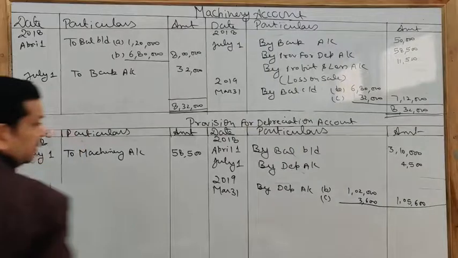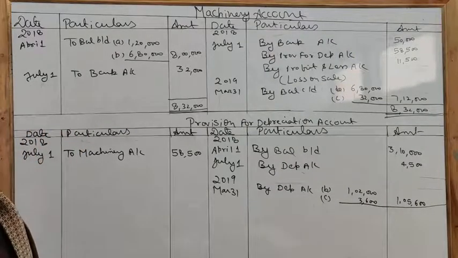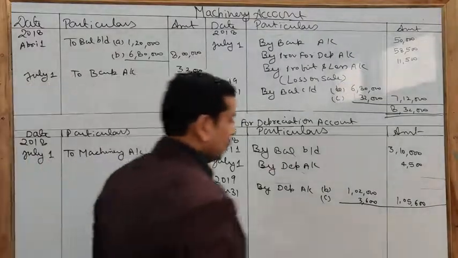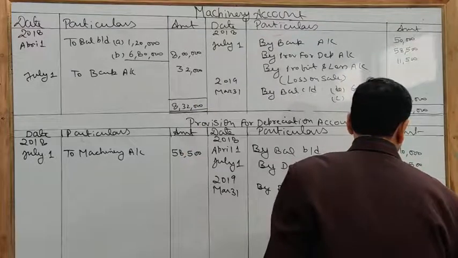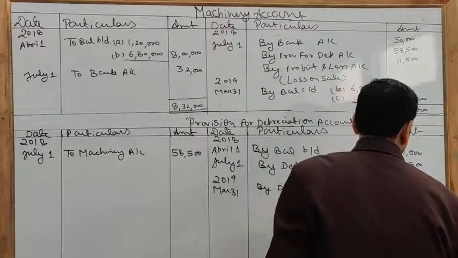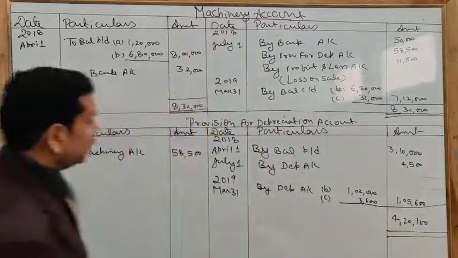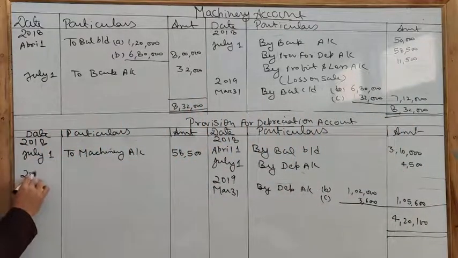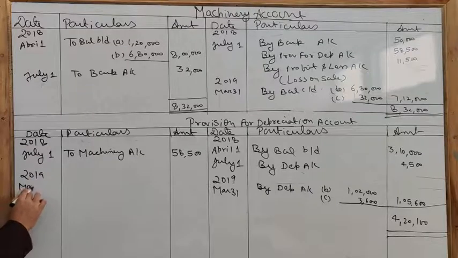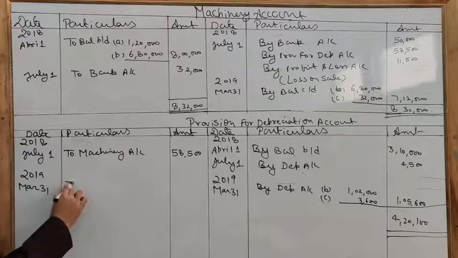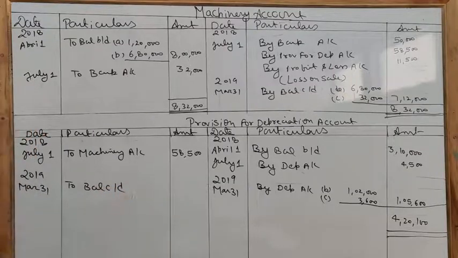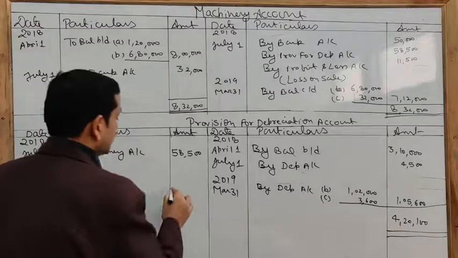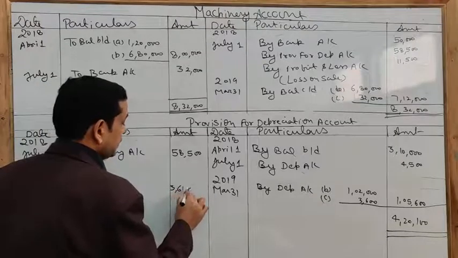Now, close this account and make a total: 4,20,100. This is the total coming for provision for depreciation. Now balance this account, 2019 March 31st. So to Balance c/d: 4,20,100 minus 58,500. So the balance comes to 3,61,600.